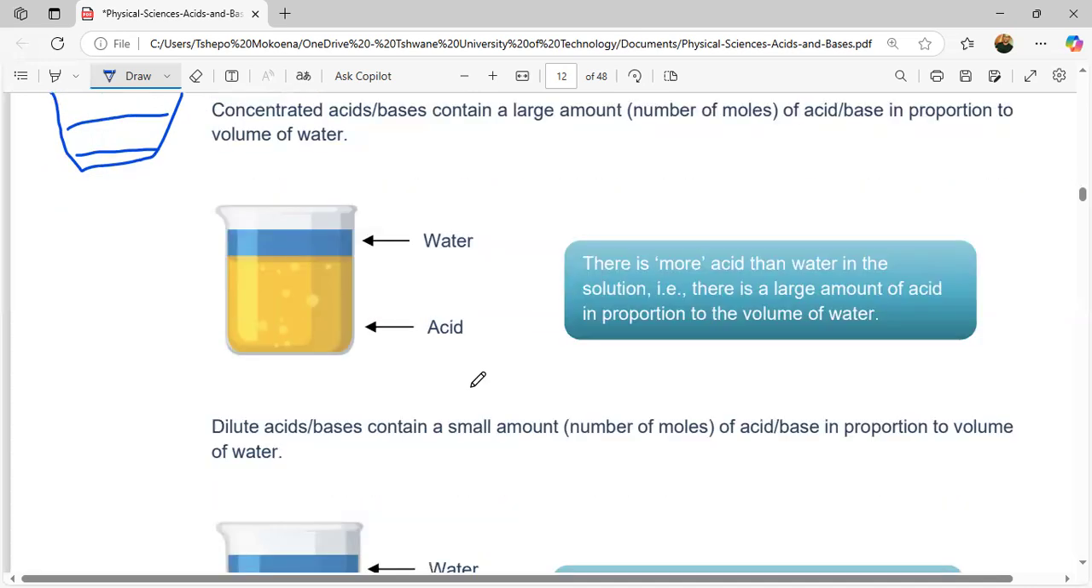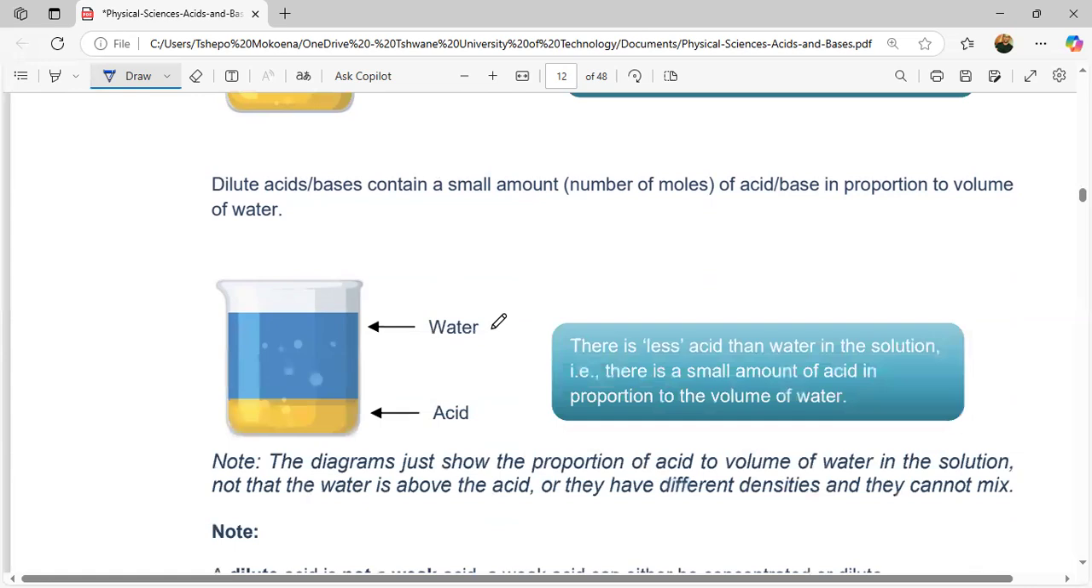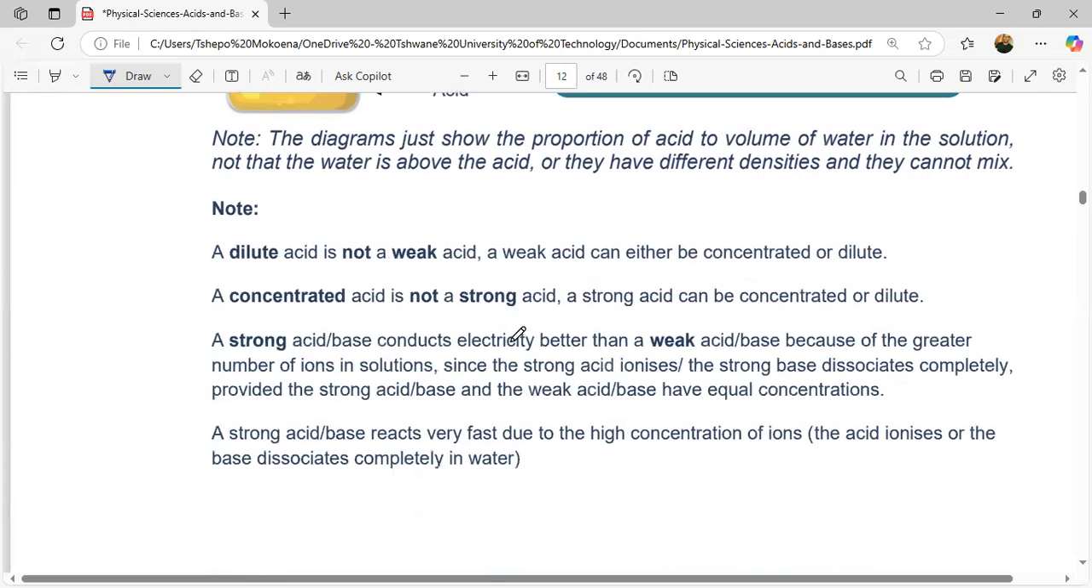Okay? So here, look, we have more acid, we have less water. That means here it is concentrated acid. But here we have more water, less acid. That means it is diluted. Okay? All right. Like I said, a dilute acid is not a weak acid. A weak acid can either be concentrated or diluted.